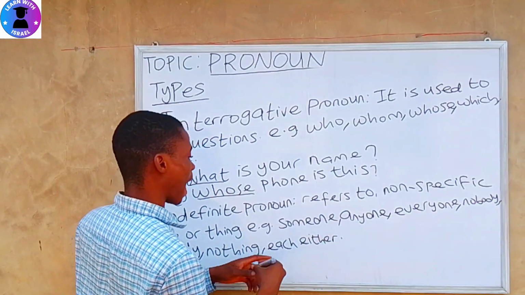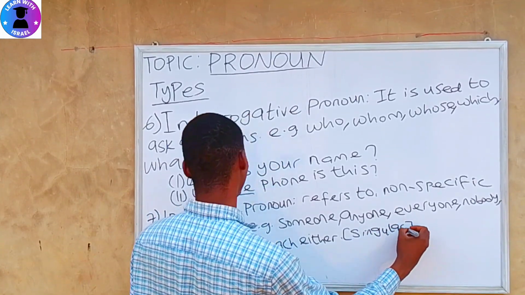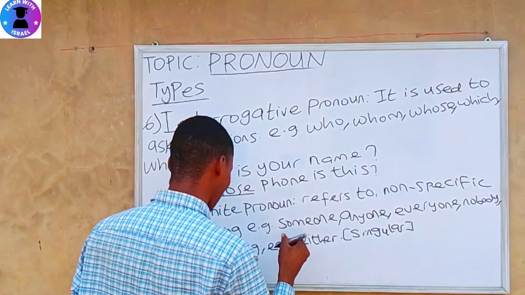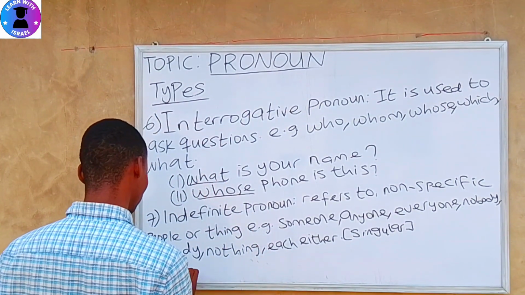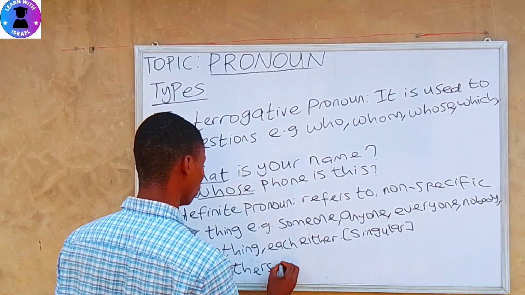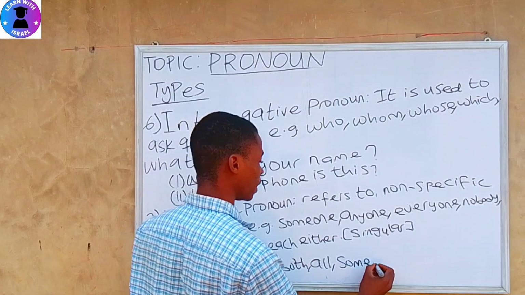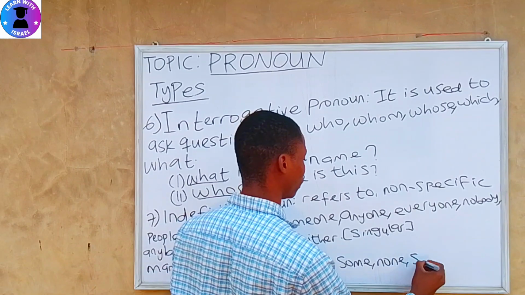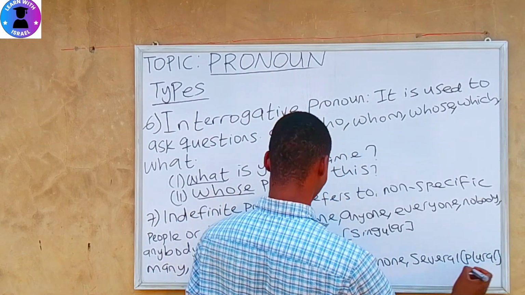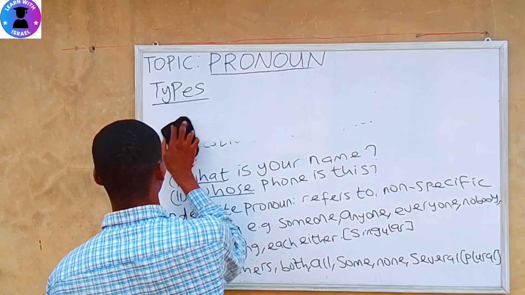These are the singular indefinite pronouns. Now I'm going to list the plural indefinite pronouns. We have many, few, others, both, all, some, none, several. So these are the plural ones. Let me clean the board so we can write examples on indefinite pronoun.